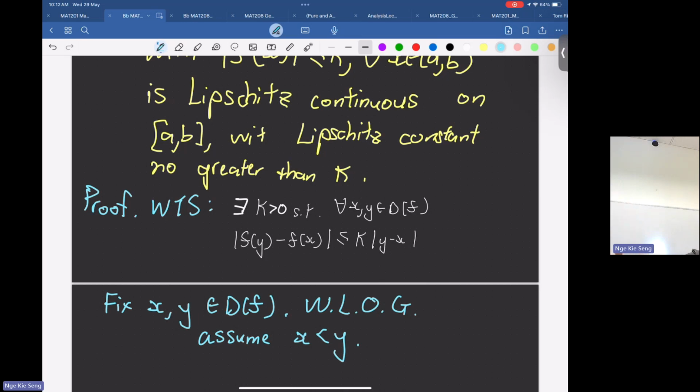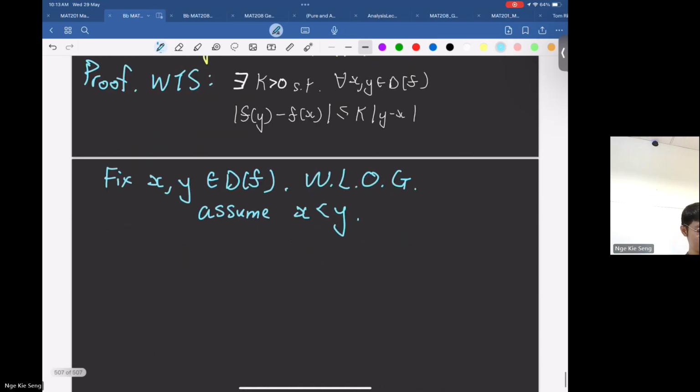Yeah, if y is greater than x, then I call the y, x, and call the x, y. It's similar. Okay, yeah, without loss of generality. And what can we do here? Where are x and y? They are in the interval AB.